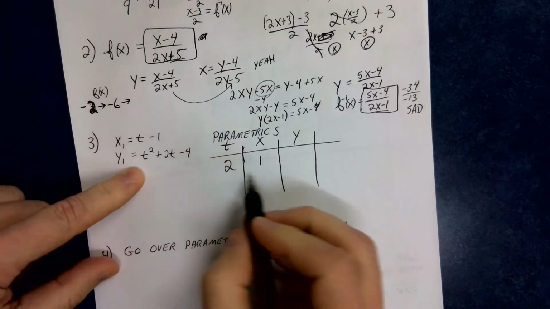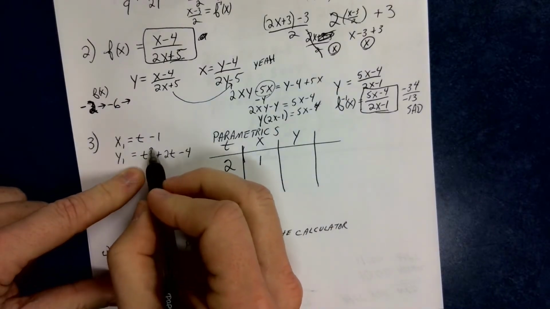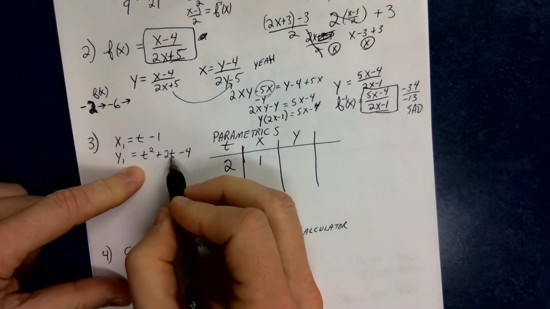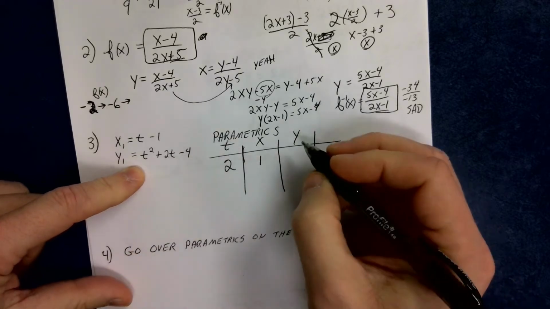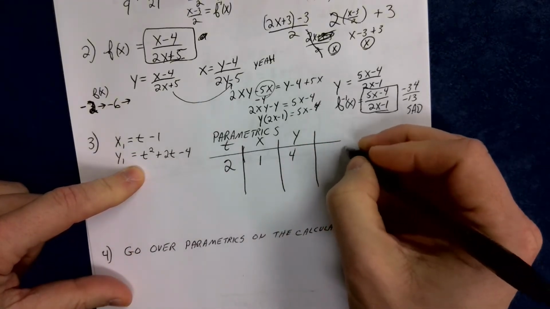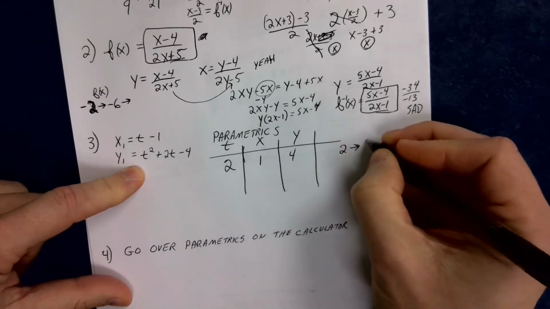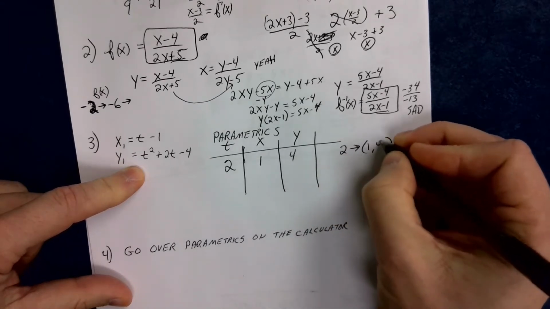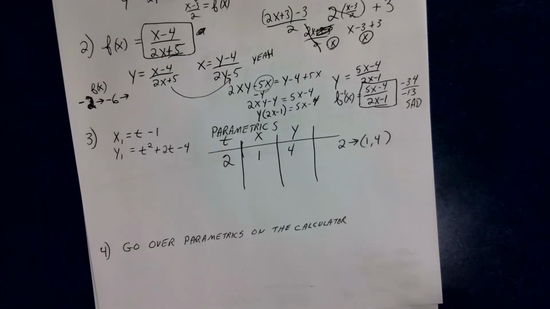And my y, I have to take t squared: 2 squared is 4, plus 4 is 8, 8 minus 4 is 4. So an input of 2 gives me a coordinate value of 1, comma 4.